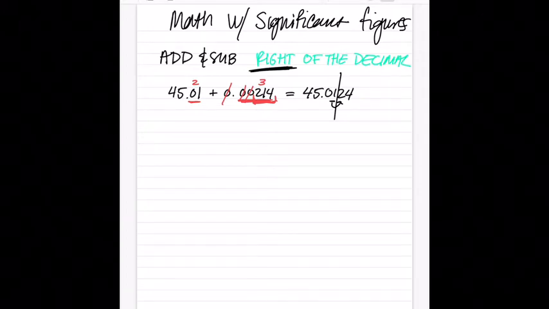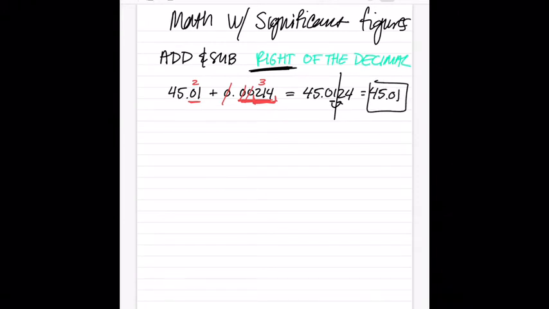But because that is a 2, then our answer is 45.01. Now that is recorded to the correct number of significant figures. Now I know I'm moving super fast, so I'm going to do several more examples for you.